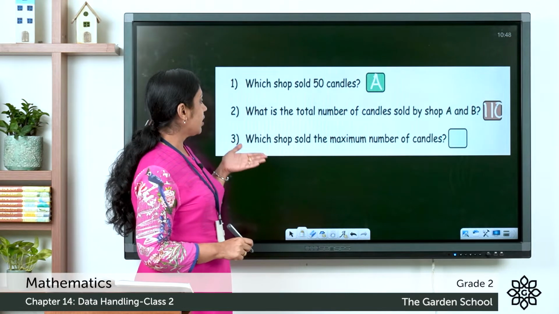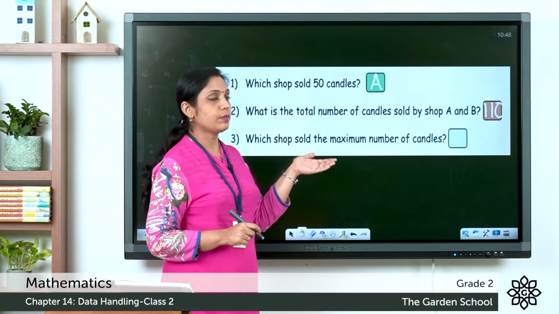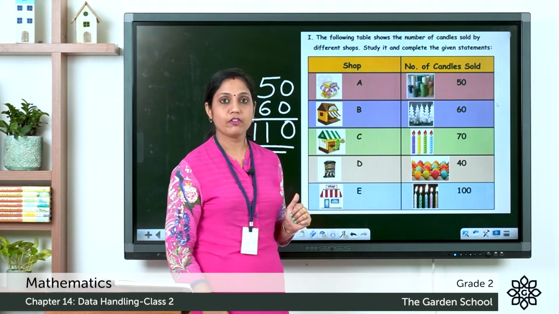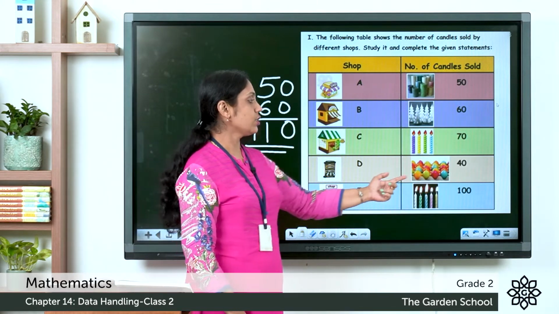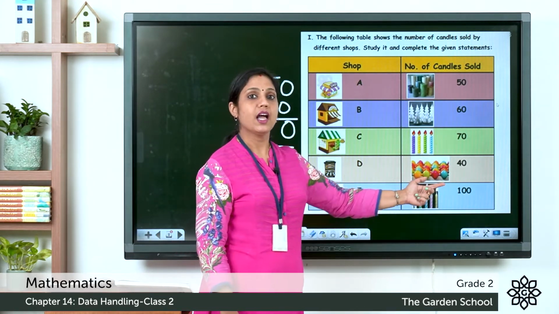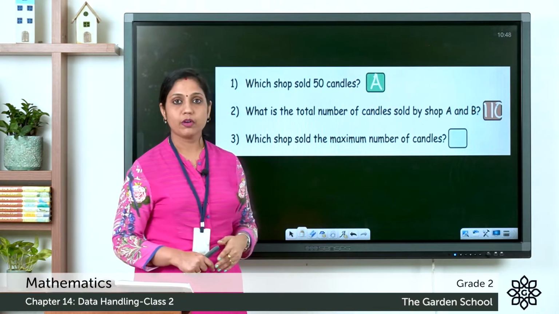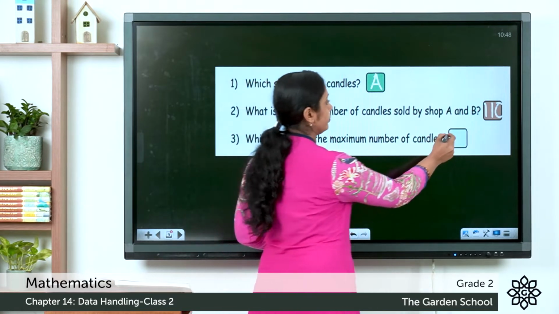The third question, which shop sold the maximum number of candles? So look here, which shop sold the maximum number of candles? Shop E sold maximum number, that is 100 candles. So here we can write which shop sold the maximum number of candles. It is shop E.